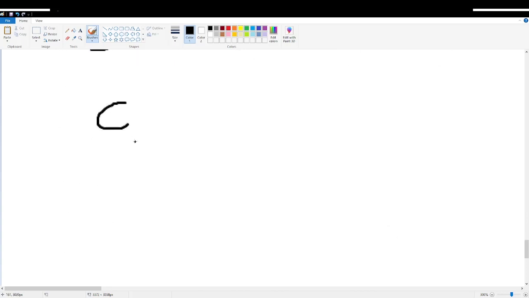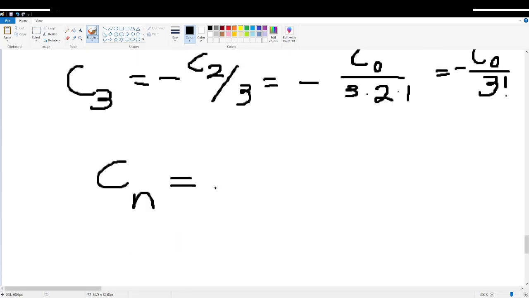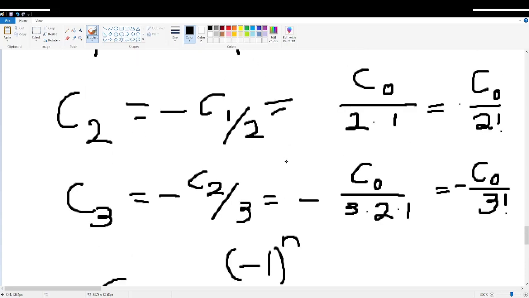So Cn here is equal to, well, let's first deal with this plus or minus. If we wanted to represent alternating positive and negative numbers in a series, one way we can do that is with -1 to the n. If you imagine -1 to the 0, that's always 1. -1 to the first is -1. -1 squared is 1. And so on and so forth. It alternates back and forth between 1 and -1.